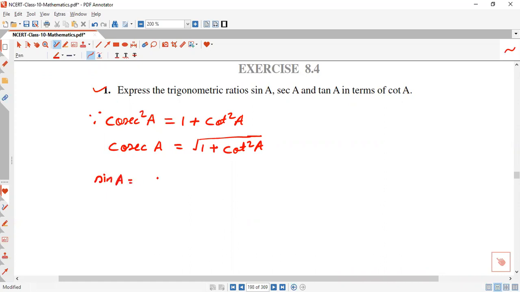Sin A equal to 1 upon cosec A. Sin is a reciprocal of the cosec function. So now put the value of cosec A here: 1 upon under root 1 plus cot square A. This is the value of sin A, and this is the answer.